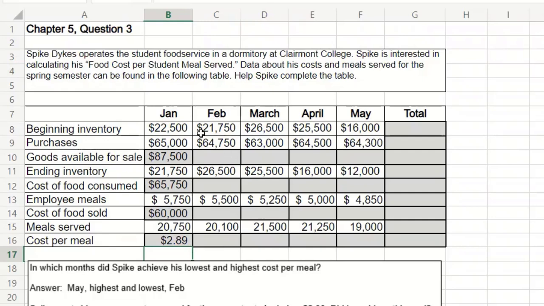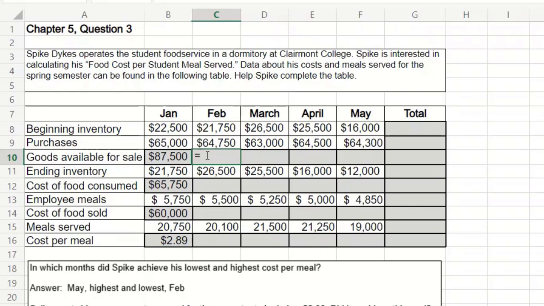All right, let's do it again in February. So our beginning inventory is 21,750. And you see that's the same number as the ending inventory for January because the inventory that you have on your ending inventory for January is your beginning inventory for February. Same thing for March, April. Your ending inventory is always the same as your beginning inventory for the next period.